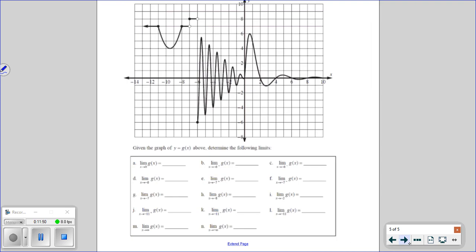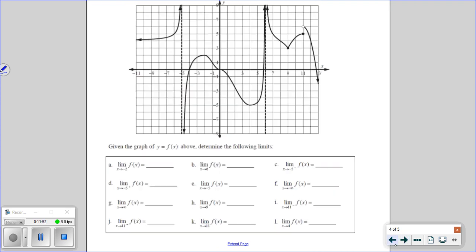All right, so let's look at some examples where we're evaluating limits graphically. So here we're given the graph of f of x, and so our first limit is the limit as x approaches -2 of f of x. Now this is a two-sided limit, so we have to approach from both directions.